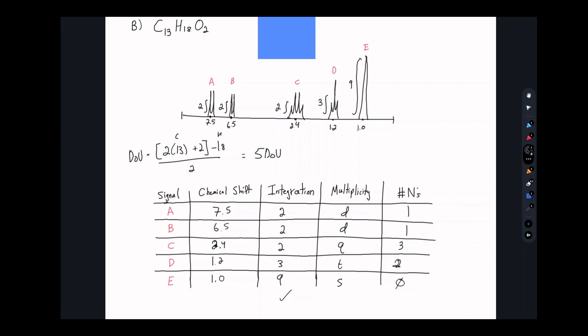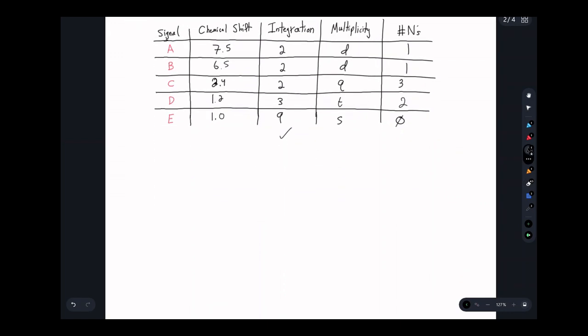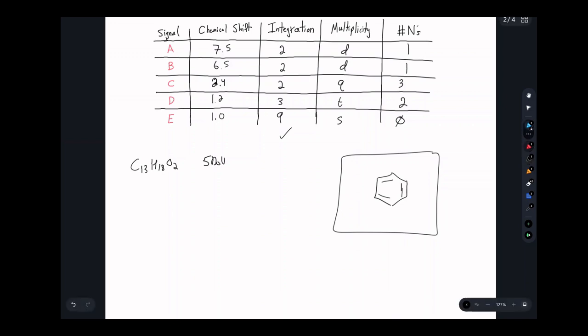So with that in mind, let me just clean up that 2. We can redraw C13, H18, O2, and get started. So remember that because of that previous information with DOU and those A and B signals, it's very likely that we have a benzene ring in our molecule, and we can consider that while we do our doorway method. So applying the doorway, I see 2 different doorway signals, signal D and signal E.